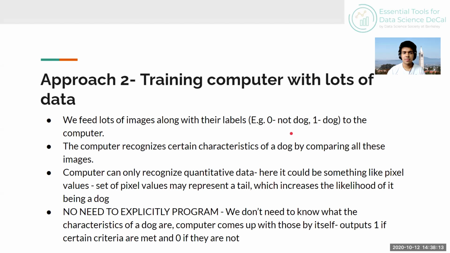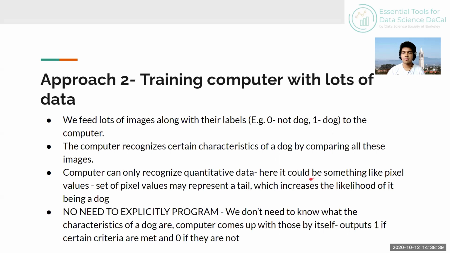And the computer goes through all these images. There could be thousands, there could be millions of images of dogs, and it recognizes certain characteristics of dogs by comparing all the images that have the label of 1 corresponding to it. Because all these images have something in common that resembles what it is to be a dog. And while we may not explicitly know all these rules beforehand, the computer can do a good job figuring it out.